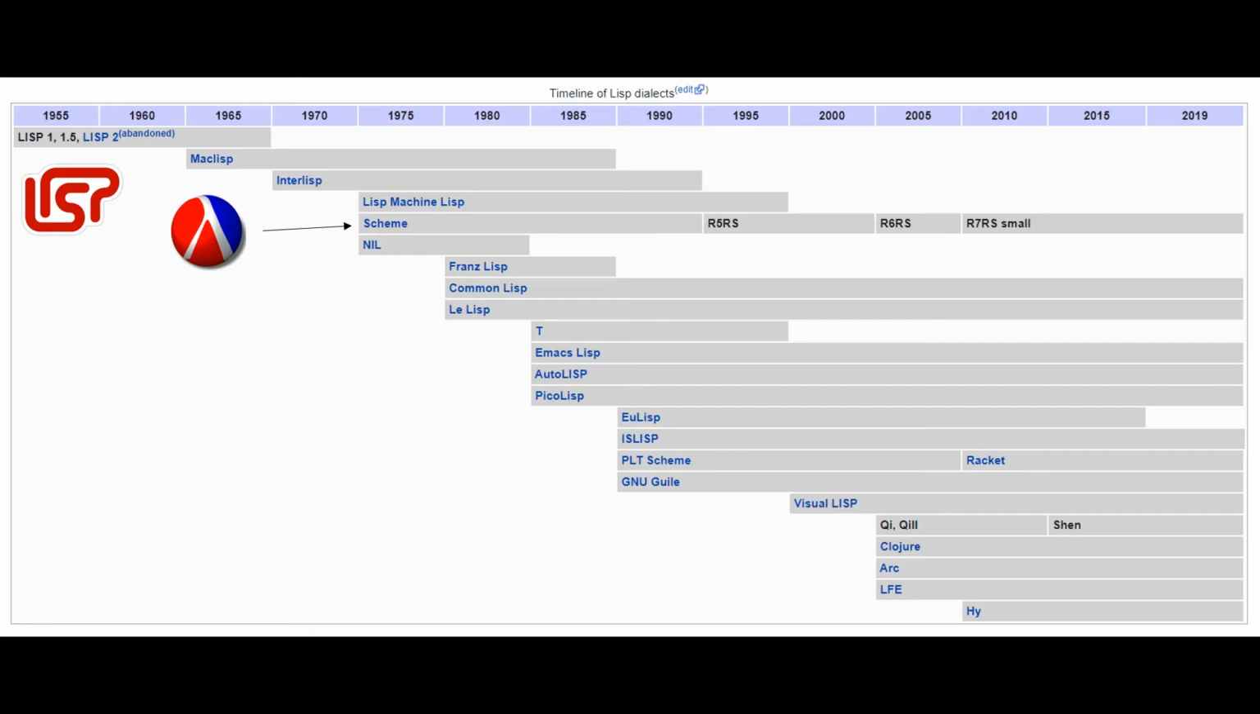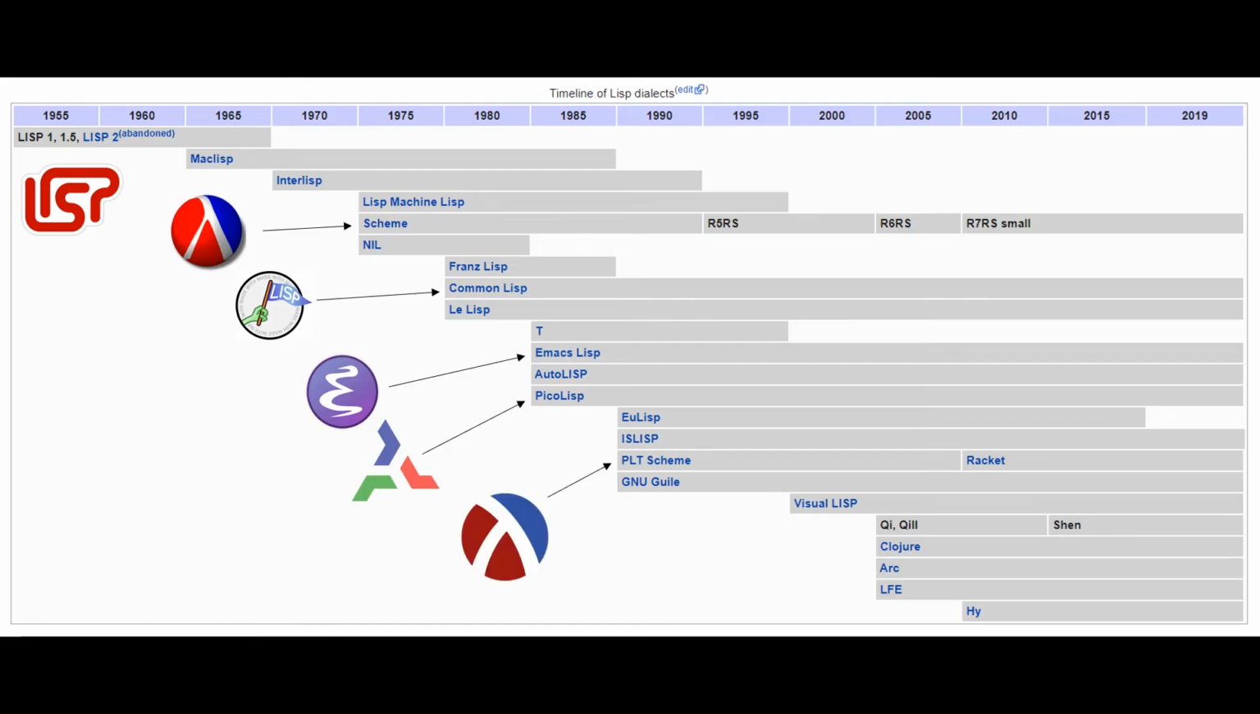Scheme in the mid-70s was invented. Common Lisp was standardized in the early 80s. Emacs Lisp is a very popular dialect of Lisp used with the Emacs IDE or editor. Pico Lisp is another Lisp. PLT Scheme is a descendant of Scheme.